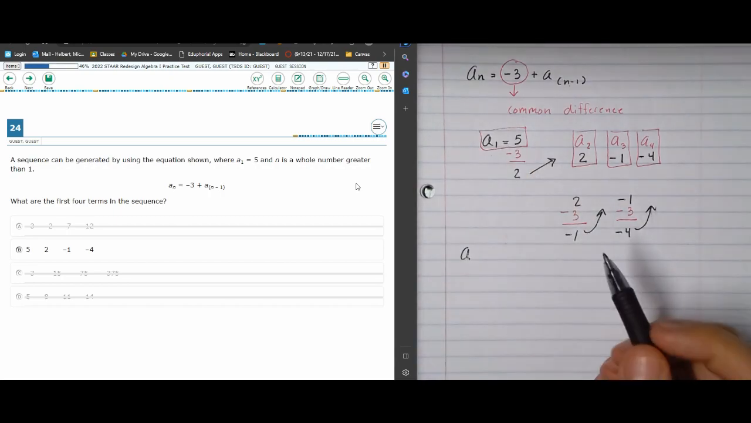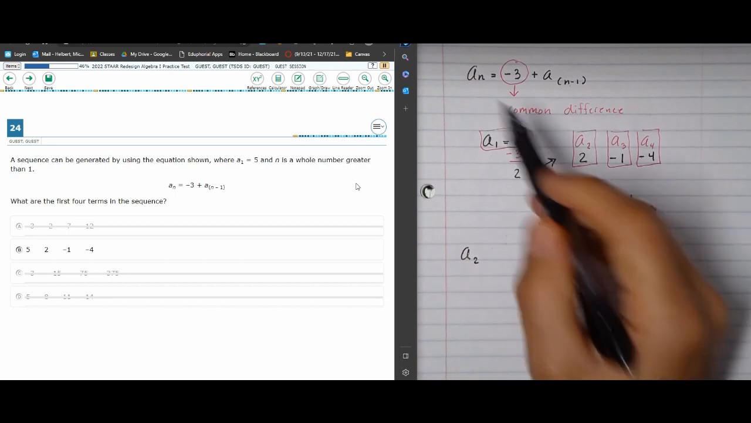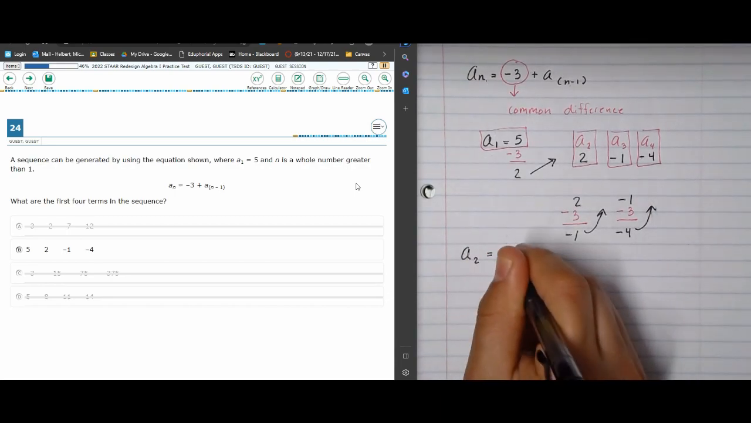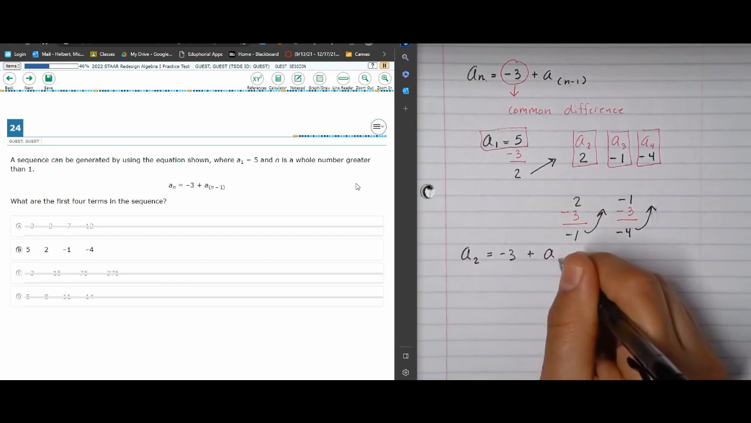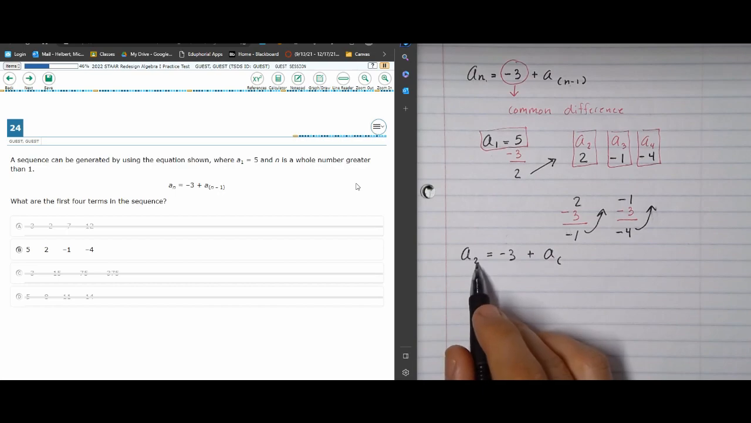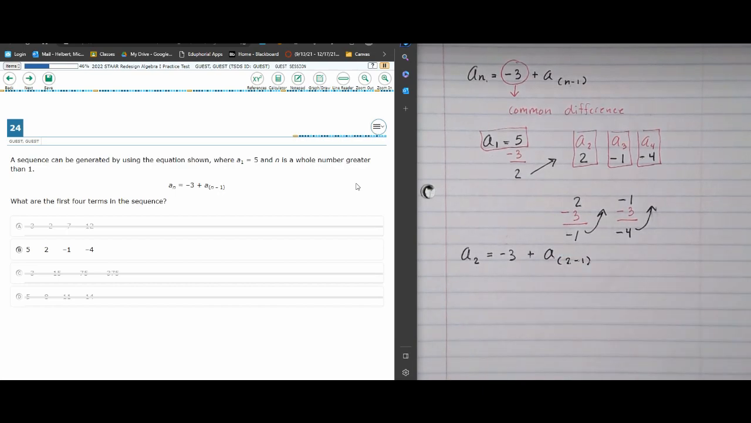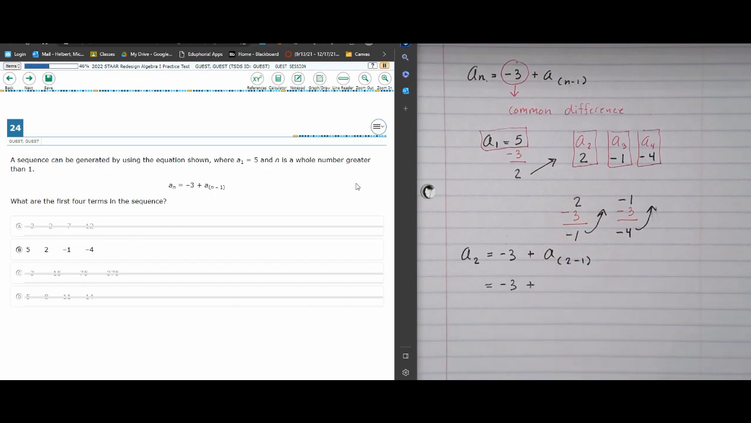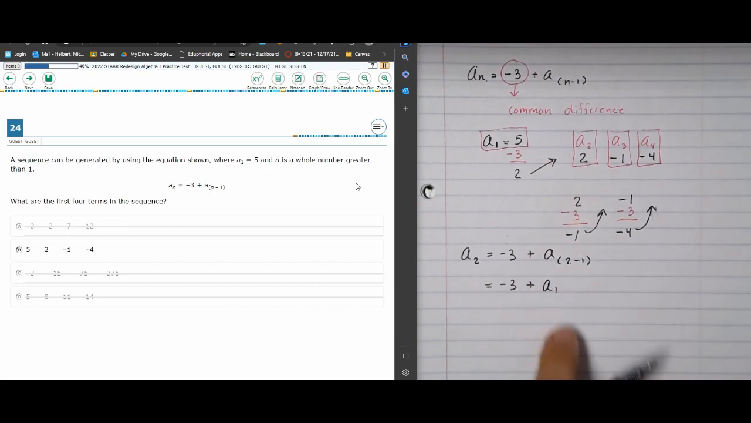And let's say I wanted to find a sub 2. So I want to find a sub 2. So I'm going to replace this n with a 2. And it's going to be equal to negative 3 plus a sub, and remember we replaced the n with a 2. So 2 minus 1. Now if I continue to do the math here, what I'd really end up with is negative 3 plus, and 2 minus 1 is just going to give me 1, right? So it'd be a sub 1.